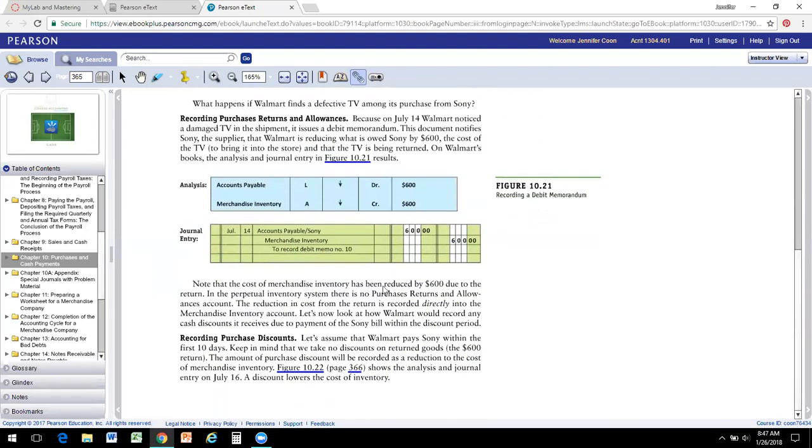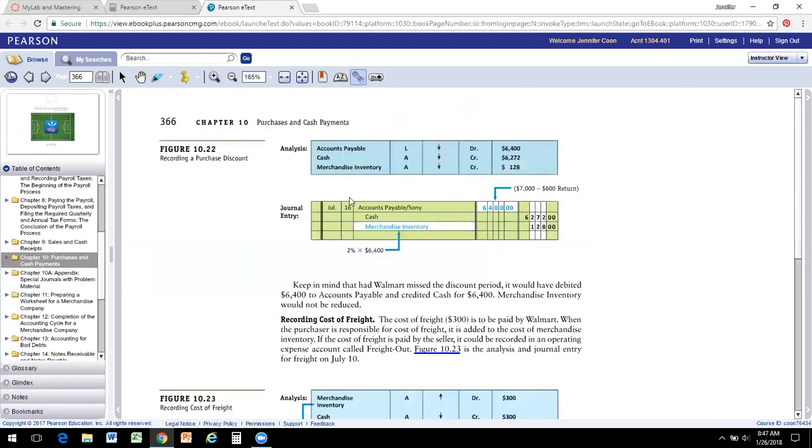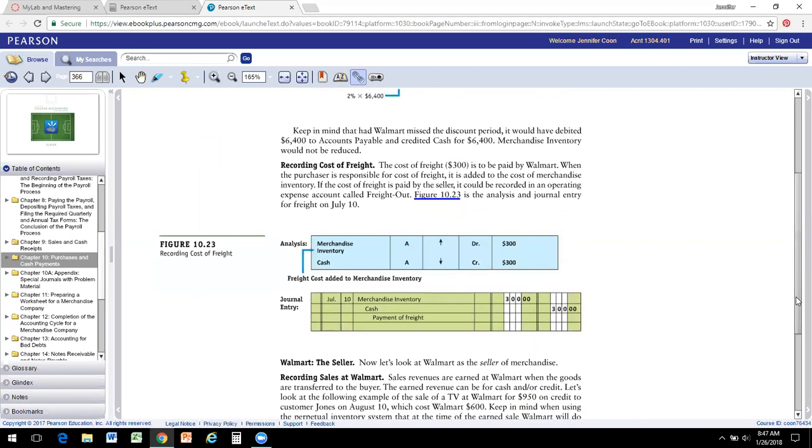Returns and allowances, like I said, you flip the journal entry. When you record the purchase discount, it goes in and reduces the inventory account. So instead of doing purchase discounts, it just offsets to inventory. What do they want you to do on freight?